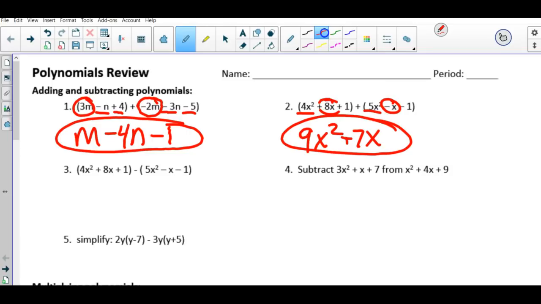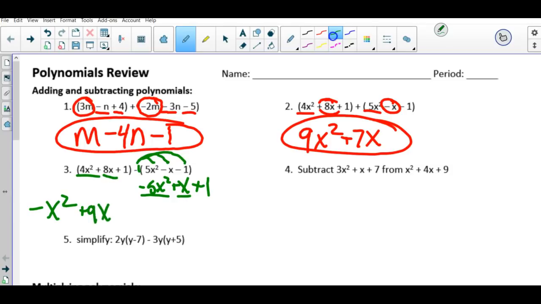Subtraction is the same, except we do have distribution here. We have a negative 1 that has to get distributed. So it gives us negative 5x squared plus x plus 1. Then we combine like terms. 4x squared and negative 5x squared is negative x squared. 8x and x is 9x plus 1 plus 2.